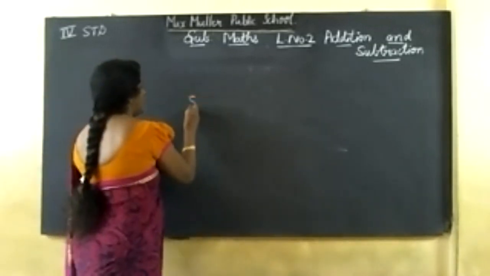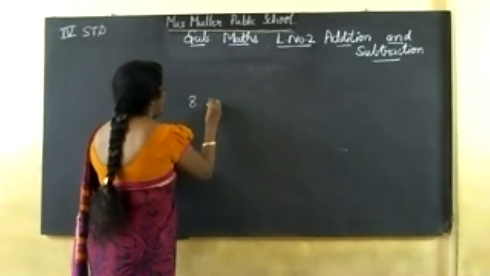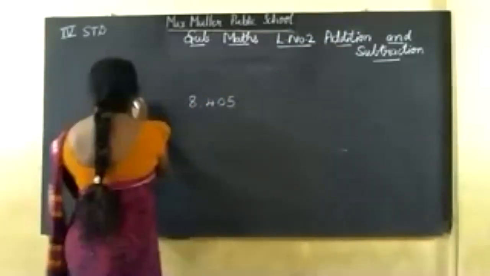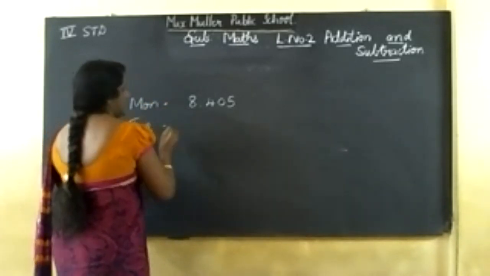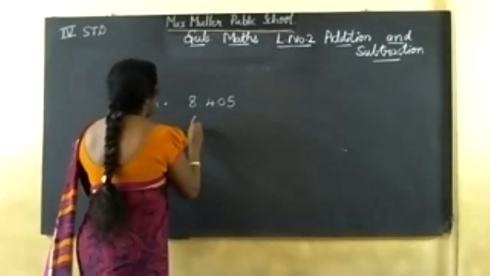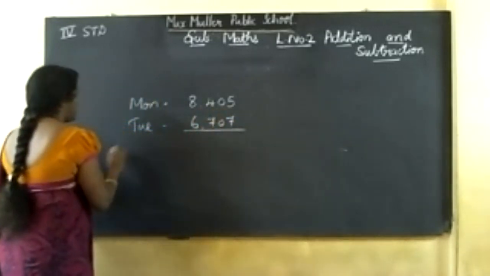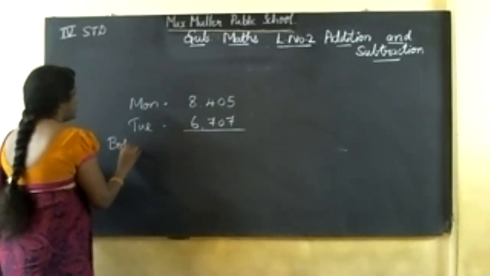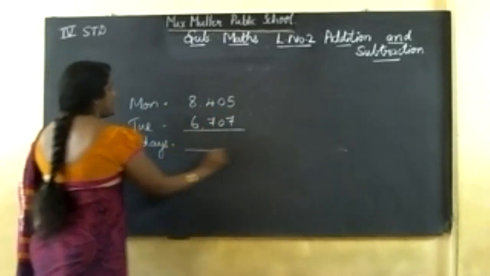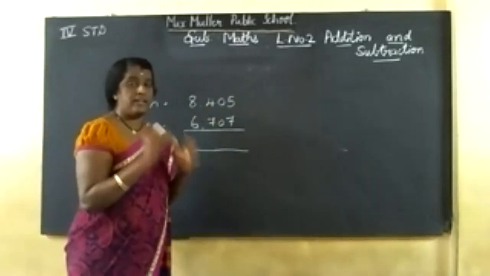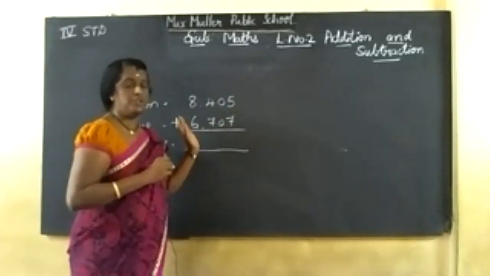So see here, 8,405 on Monday. Tuesday, 6,707. So on both the days, how many cricket fans came? You should do addition. Okay, children, you should do addition.